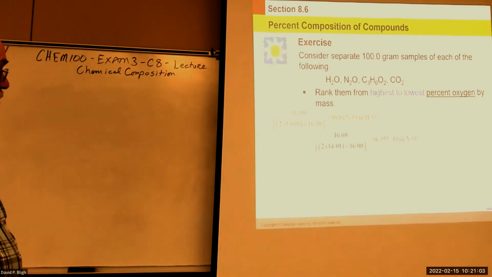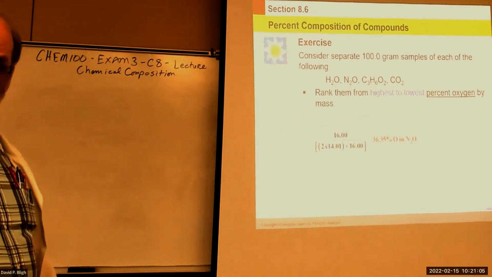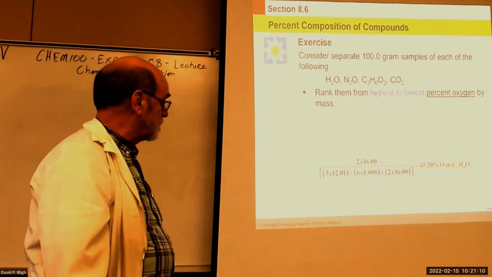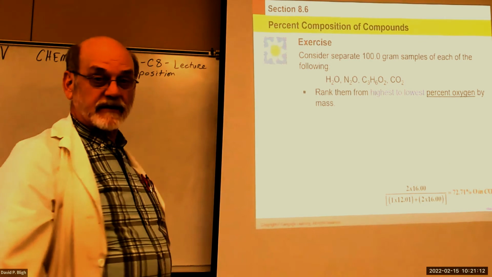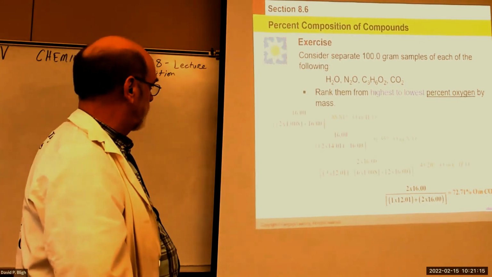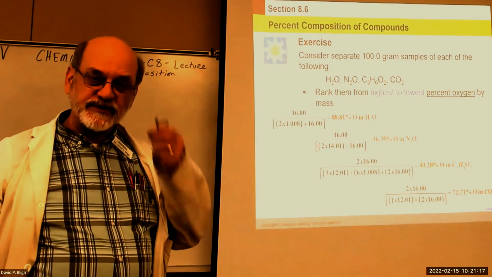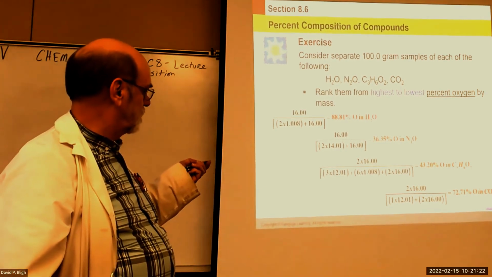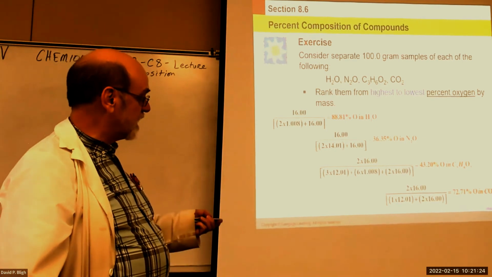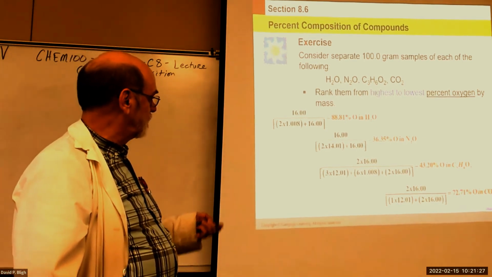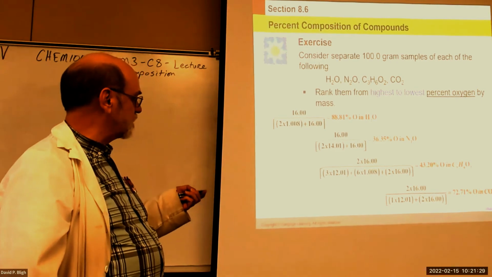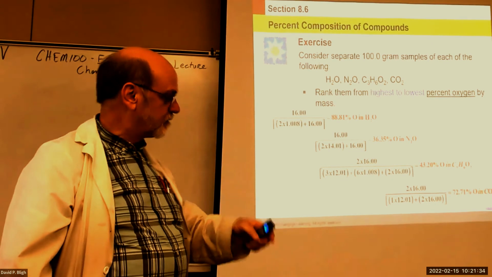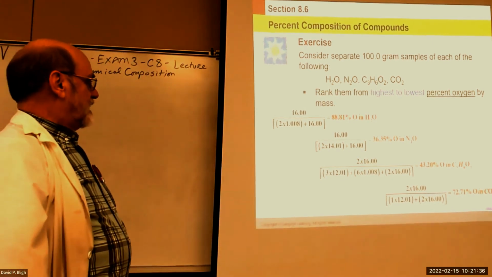And then we do the same thing for laughing gas, and then for propionic acid, and then for carbon dioxide, and compare the values. So the greatest percent of oxygen by mass is water. And the next is carbon dioxide. The next is propionic acid, and the last is laughing gas.